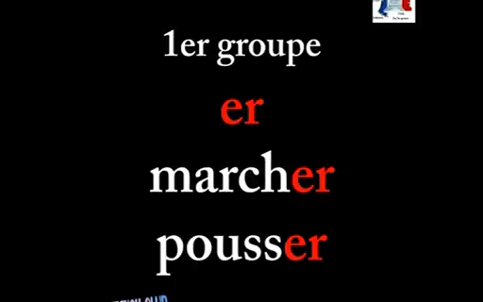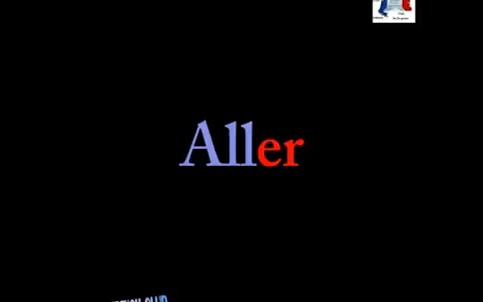All verbs of the first group have the same ending at the infinitive. They end with er. All of them but one. Only one verb on earth ends with er but doesn't belong to the first group. This is aller. You spell it A-L-L-E-R like other verbs, but this doesn't belong to the first group. I will explain why later.